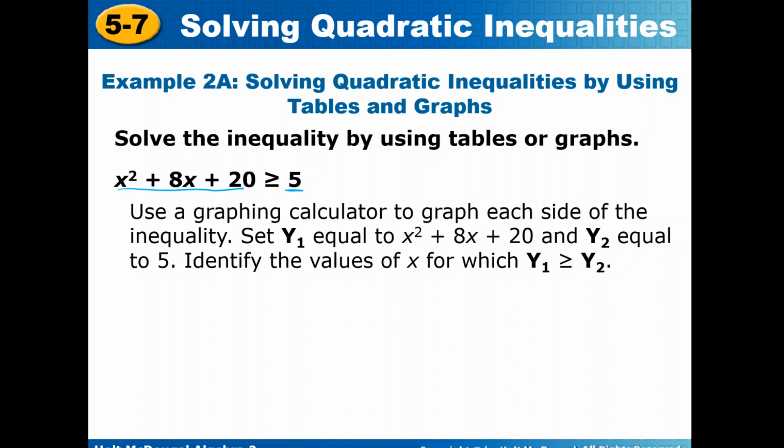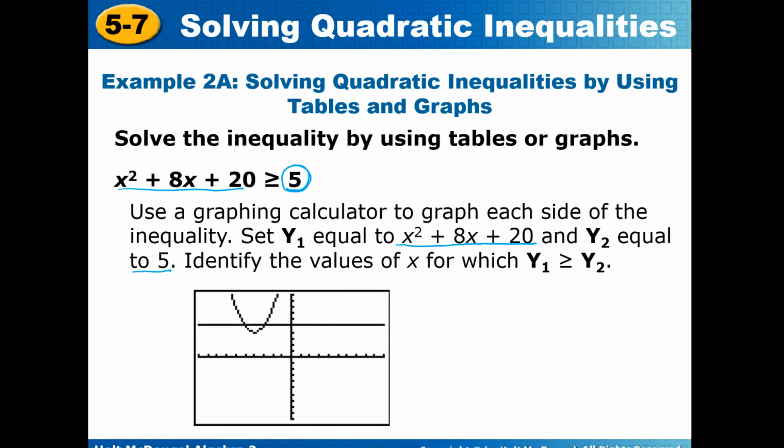So we're going to go to y1, or y equals, on your calculator. Click y equals, and then enter this equation. And then for y2, we're going to say y2 is just going to equal 5, this part of our equation. And then we're going to graph it, and when we graph it, you should see something like this. This is going to be our y2, and this one over here is y1. Now, we are interested in finding the values of x for when y1 is greater than y2.